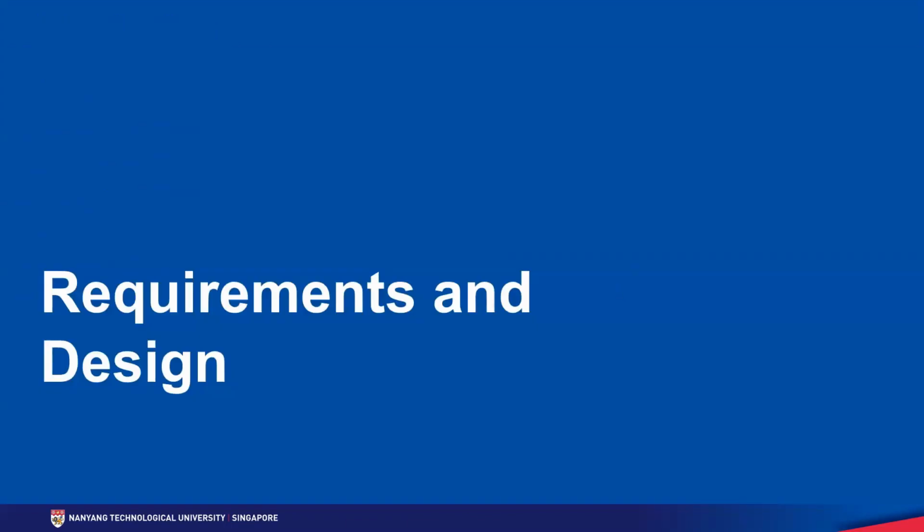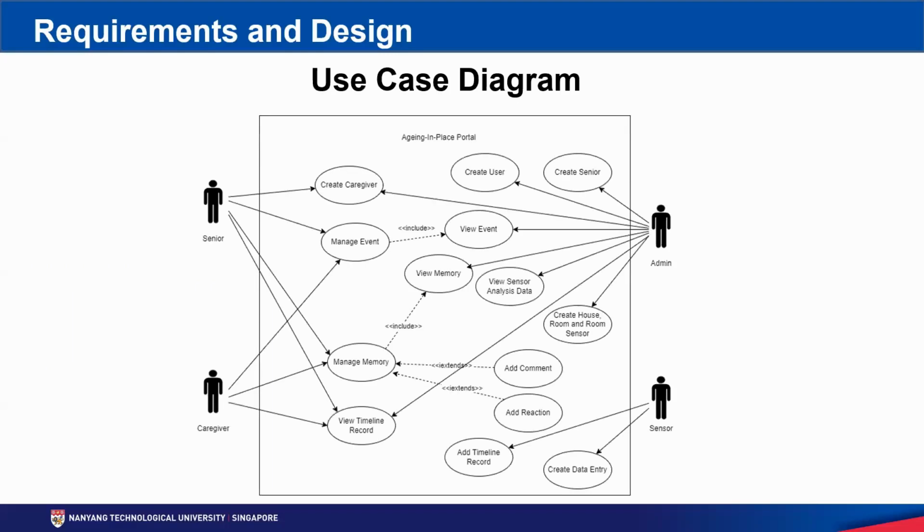Now I will share about the requirements and design of this system. Here's the use case diagram of the application. As you can see, there are 4 main characters interacting with the system, namely senior, caregiver, admin, and sensor. The senior and caregiver both have the same set of actions, except that only a senior can create a new caregiver. The admin can view the interactions between the senior and caregivers, as well as visualize the sensor data. The timeline record at the bottom of the use case diagram refers to the activities done by the senior at home, which are inferred based on the data entry obtained from the sensor.